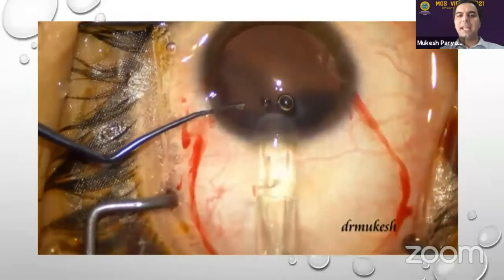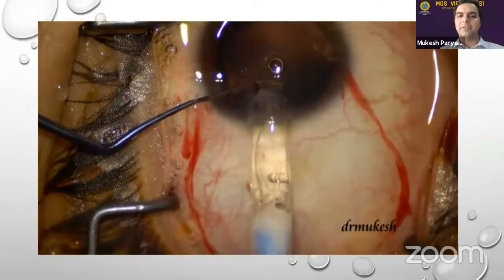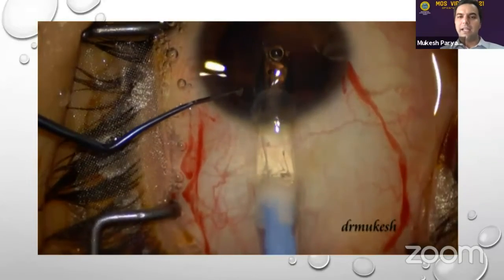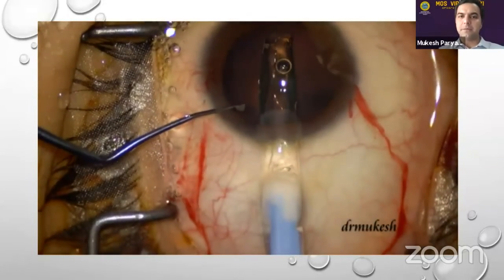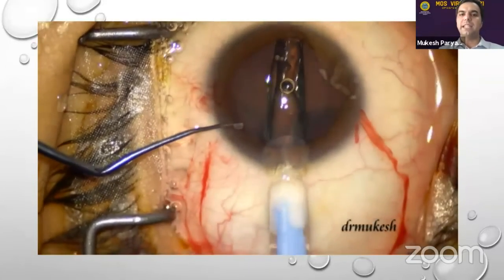Now you see I have the Vukix manipulator in my left hand. This is my guard, and I'll show you videos of how it helps me while I'm slowly injecting the lens inside.